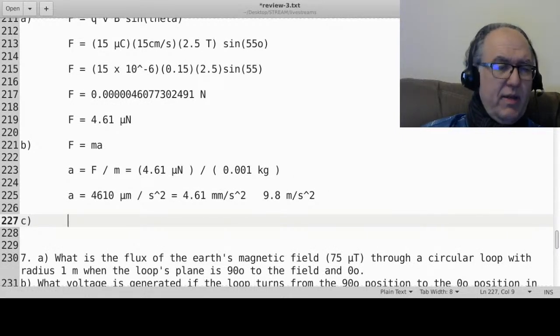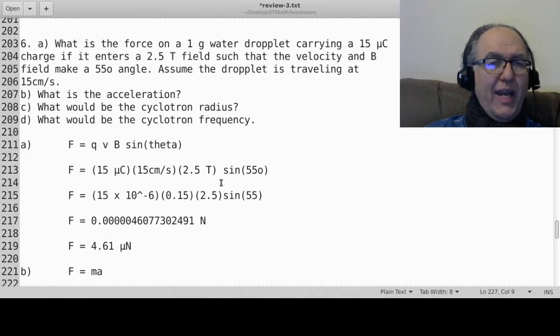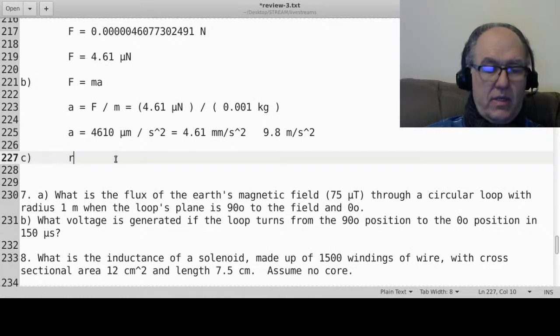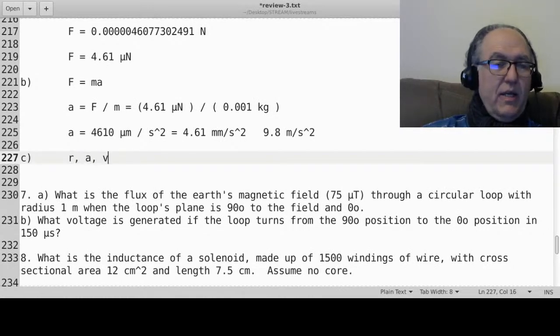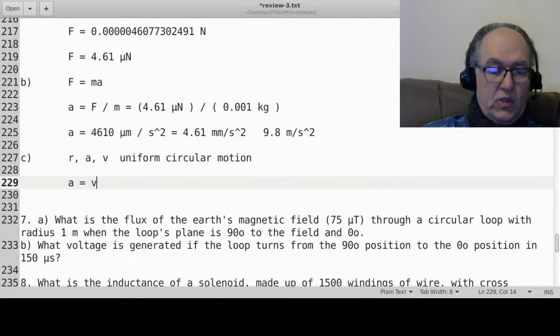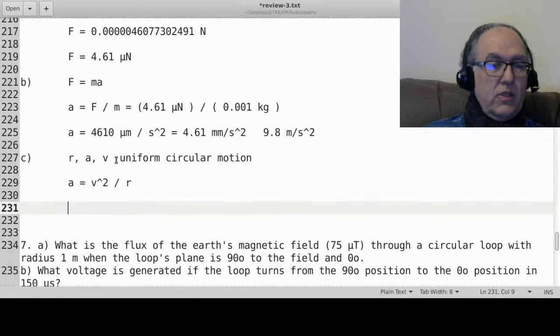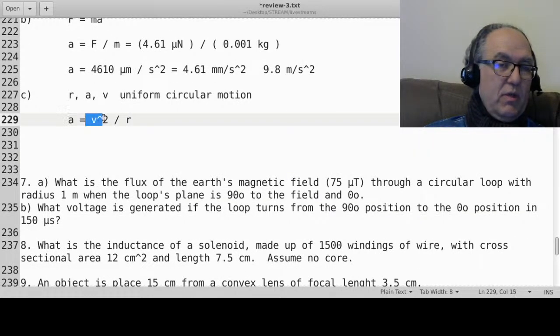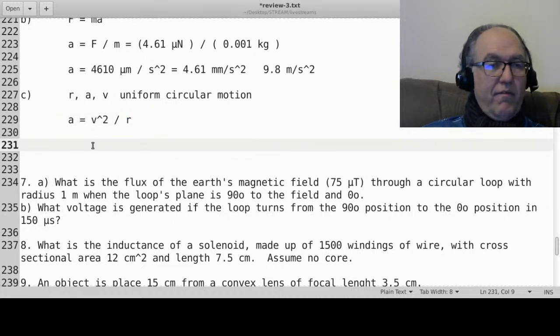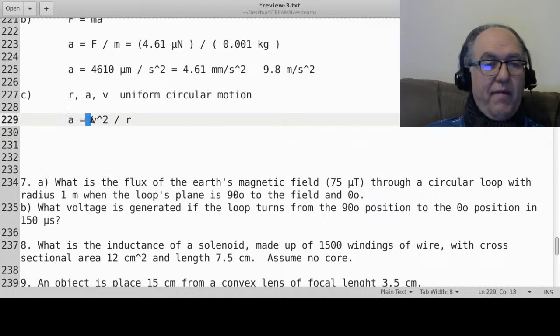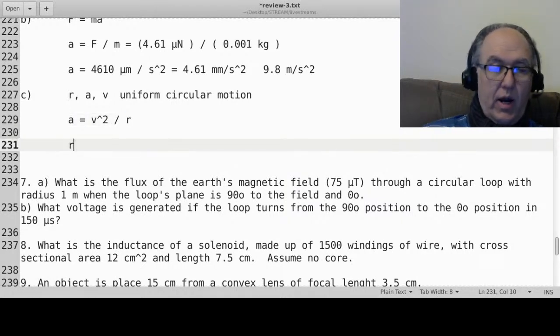You could just make use of the numbers that we have so far, and we want the radius. Is there a relationship between the radius, the acceleration, and the velocity of an object in uniform circular motion? Yeah, there is. A is equal to V squared divided by R. The centripetal acceleration is equal to the velocity squared divided by the radius of the uniform circular motion. We have A, we have V, and we want to calculate R, so R is going to equal V squared divided by A.